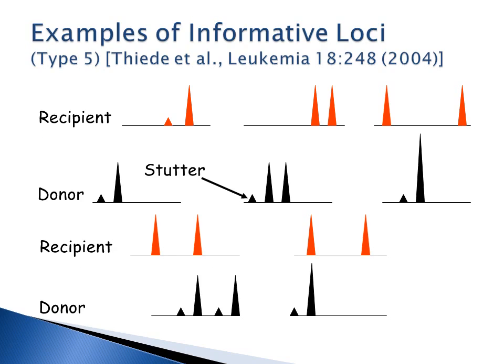So for example, you have your informative loci, you have your recipient peak pattern, you have your donor peak pattern. And you could see in the donor peak pattern in the second example down from the top, you could see a stutter is generated. You have another locus, you have your recipient and your donor.